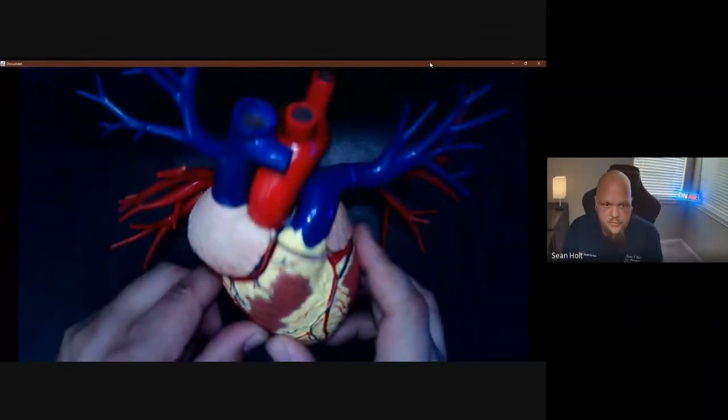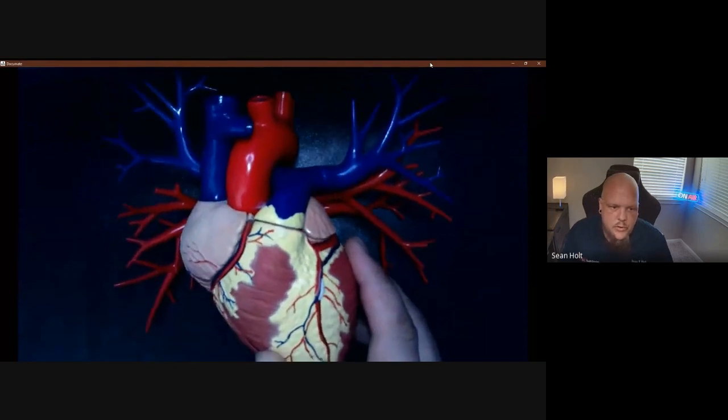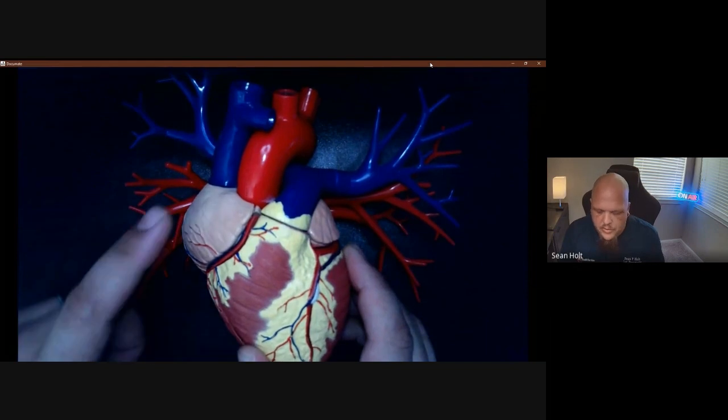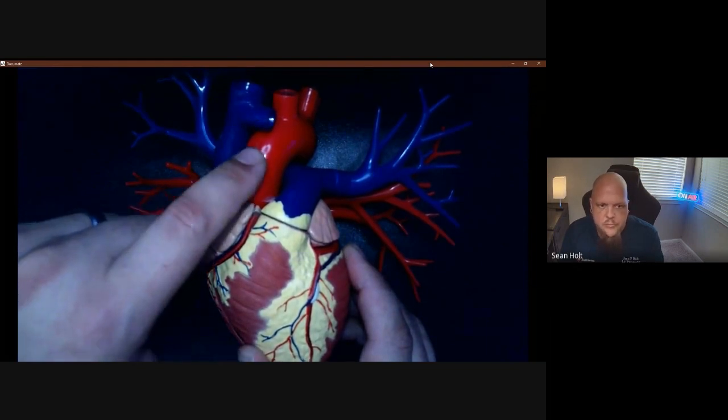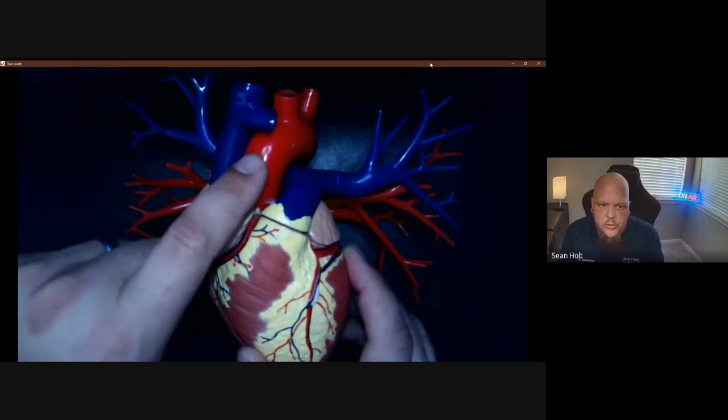All right, we're going to start off with an external view of the heart. This is what we're looking at, okay? This is the external view of the heart. If you've done some studying, you'll know that this red guy right here is probably one of the most important parts because it's the aorta, all right?